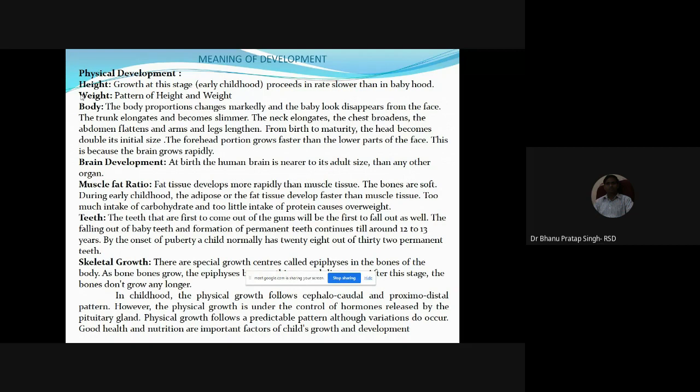Skeleton growth. The skeleton is the shape of the inner body.